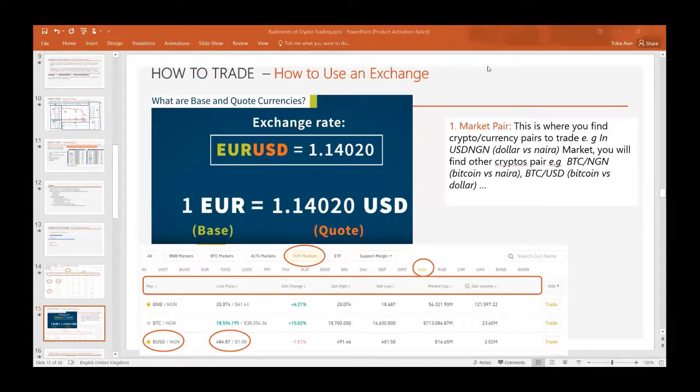I'm trying to explain that Naira pair because we need to grab that thing. We need to understand it well.